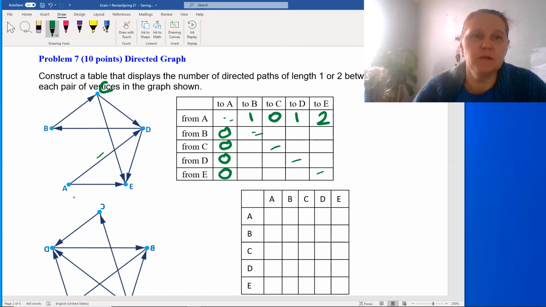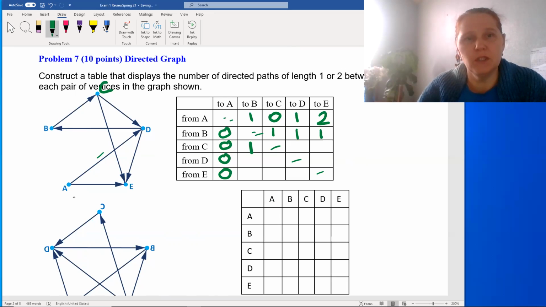From B to C, there is only one way how to come there. From B to D, you can go through C: B, C, D, one way. From B to E, B, C, E, one way. From C to B, C, D, B, one way.